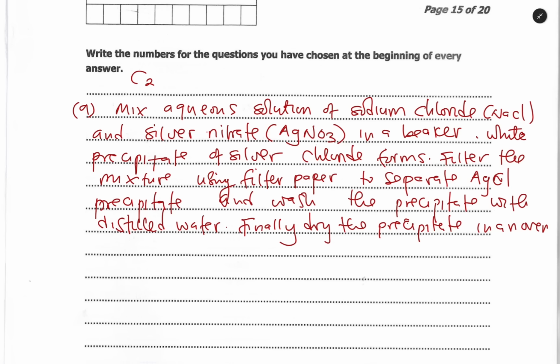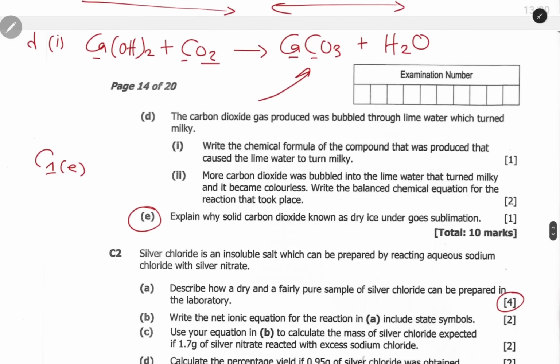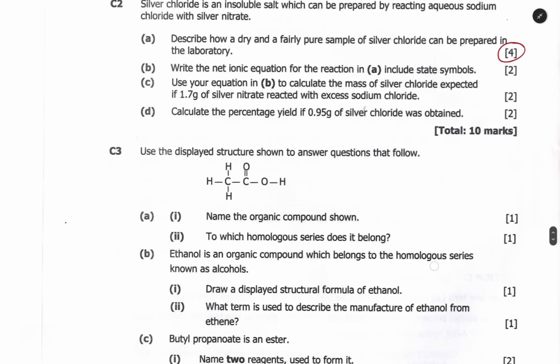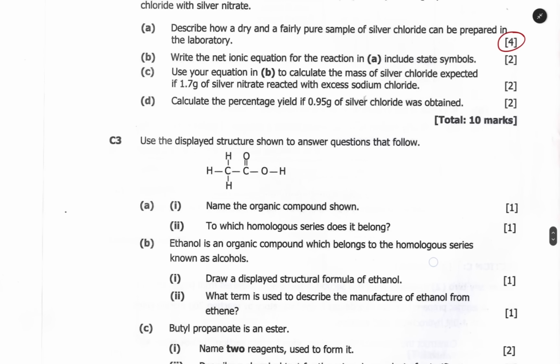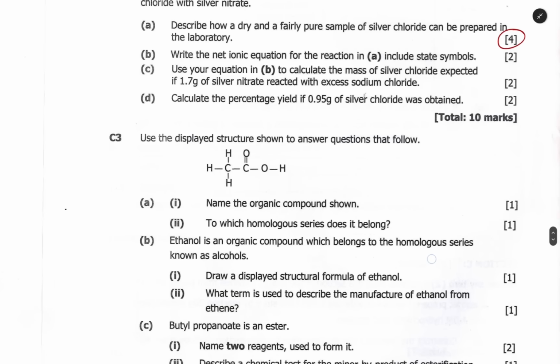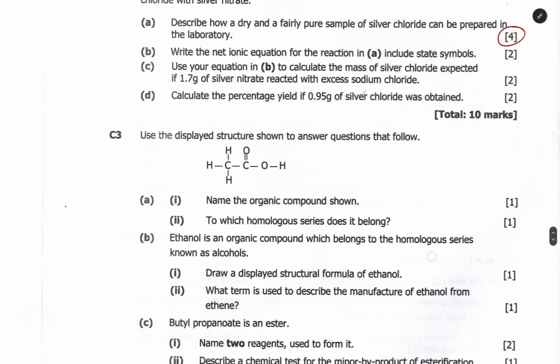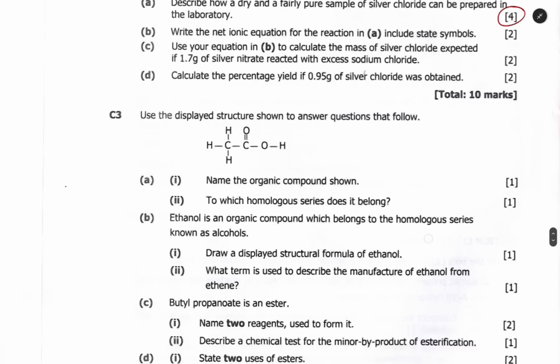So this is the process. This earns you 4 marks. Let us go to the second question now. For the second question of C2, write the net ionic equation for the reaction, and include state symbols.